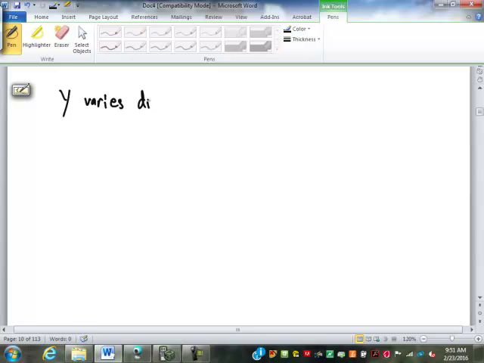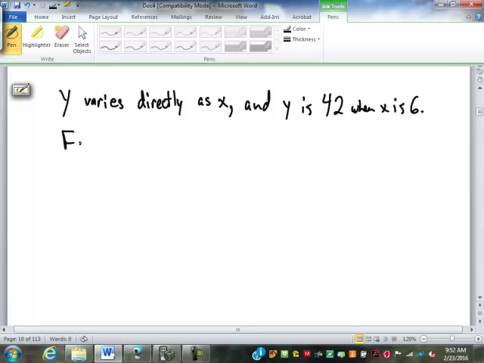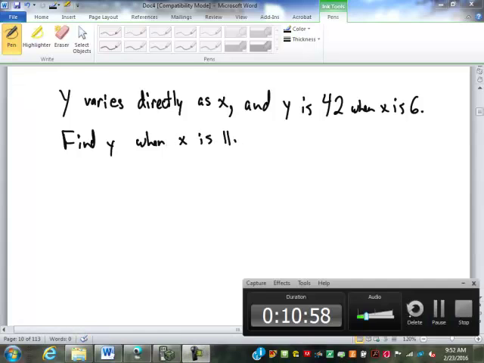So y varies directly as x. And y is 42 when x is 6. Find y when x is 11. So give that one a shot.